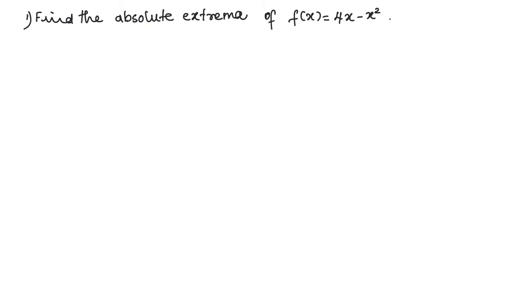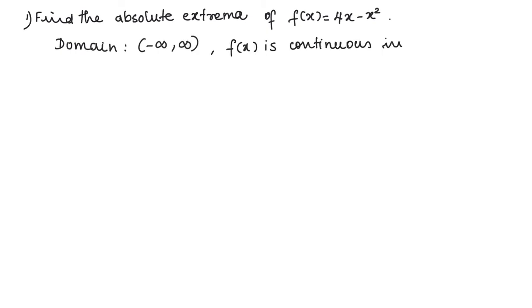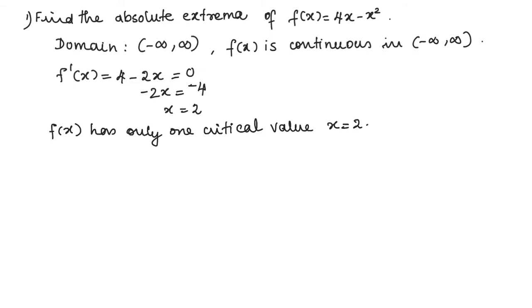We need to find the absolute extrema of this function. So here the domain of this function is all real numbers. F of x is continuous in the interval negative infinity to infinity. First we will find the critical value. So find f prime of x, that is 4 minus 2x. Set this equal to 0 and solve for x. So x equals 2. So f of x has only one critical value, x equals 2.